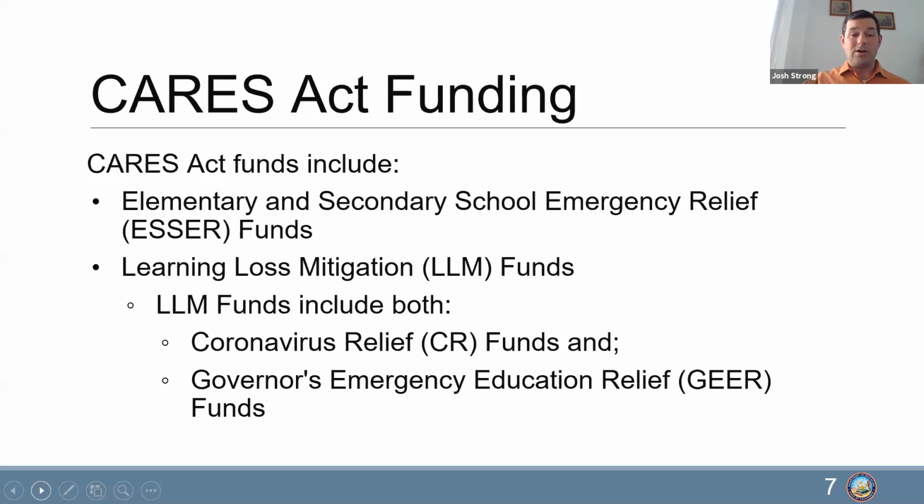Specifically, when we're talking about CARES Act funds, we're talking about a number of different funding sources here. CARES Act funds include the Elementary and Secondary School Emergency Relief Funds, or ESSER funds, as well as Learning Loss Mitigation Funds, which include both the Coronavirus Relief Funds and the Governor's Emergency Education Relief Funds. So for those of you that speak the fiscal language, we're specifically referring to the ESSER, the LLM funds, including CR and GEER funds. Next slide.